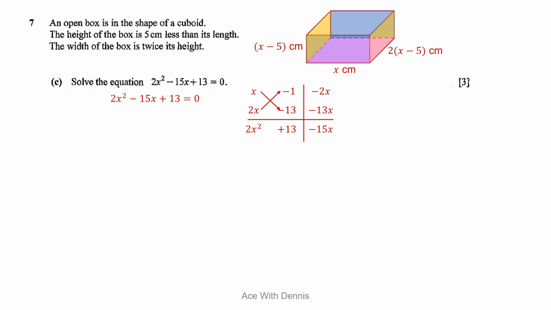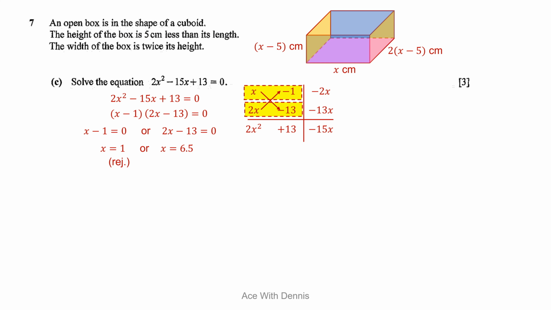So once all these three terms are correct, then we can look for the factors for this equation. So the first factor is x minus 1, and the second factor is 2x minus 13. So x minus 1 times 2x minus 13 equals 0. Hence, we solve this equation, x minus 1 equals 0, or 2x minus 13 equals to 0. The answer for x is 1, or x equals 6.5. But we need to reject x equals to 1.